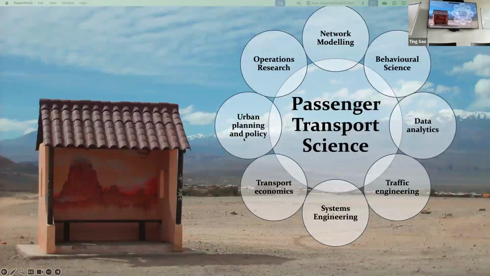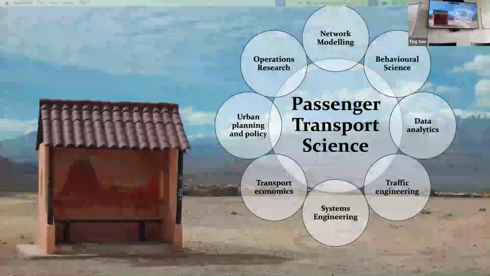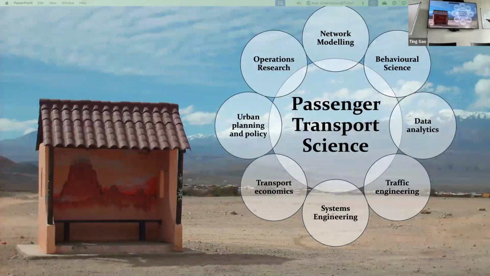So first, passenger transport systems are not a scientific discipline in their own right. It's rather an application domain. That goes for transport as a whole as well. It does include ingredients and expertise from many different domains. And you can see those touch upon many different faculties also at TU Delft and beyond even.